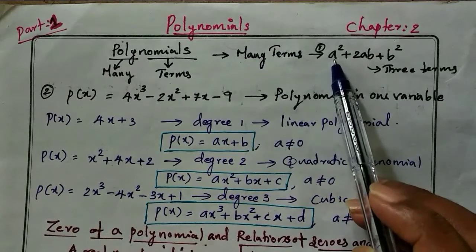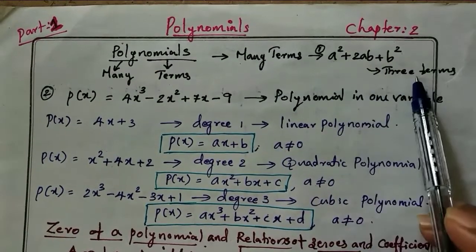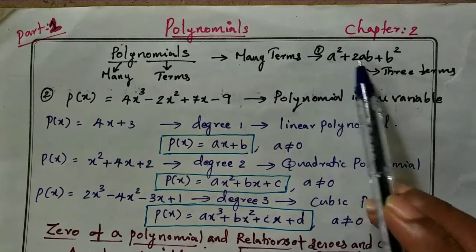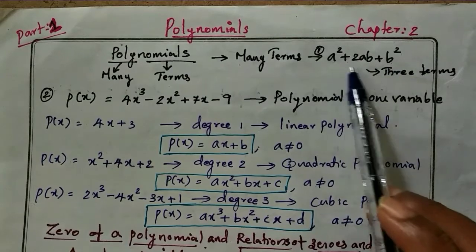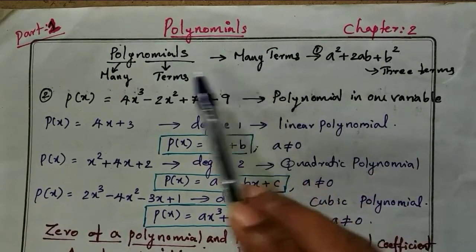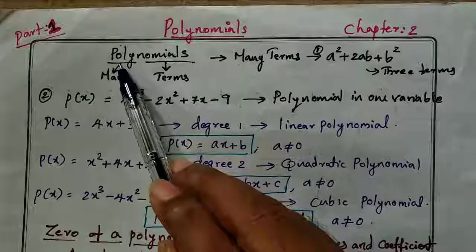Here is one example, a square plus 2ab plus b square. Here we have three terms. Okay, one is a square, second one 2ab, then third one b square. So here three terms. So many-term expressions are called polynomials.